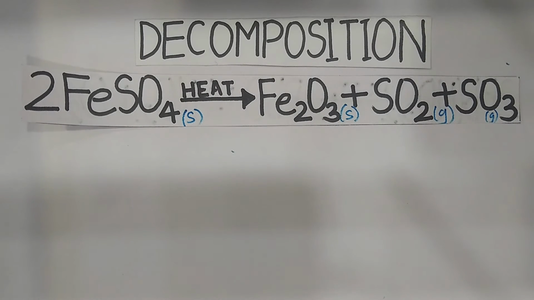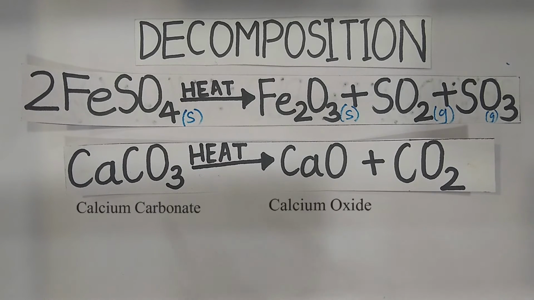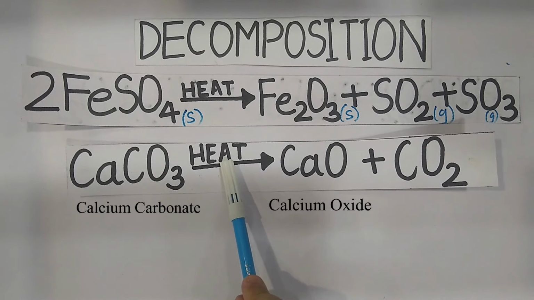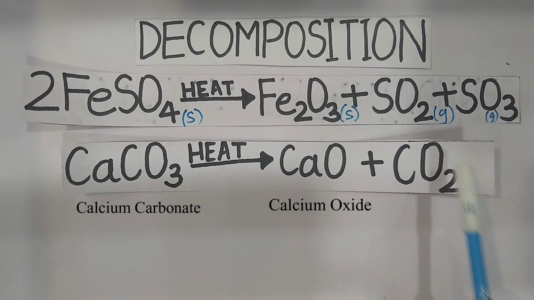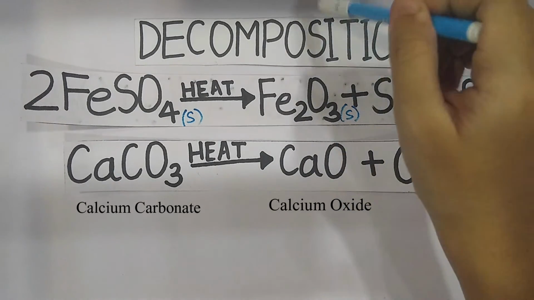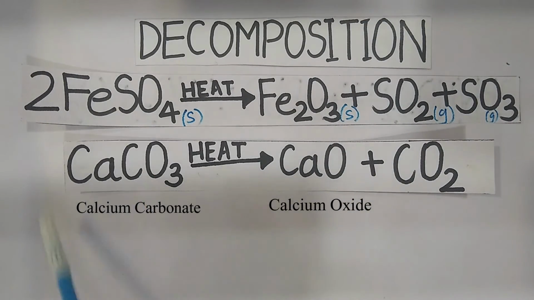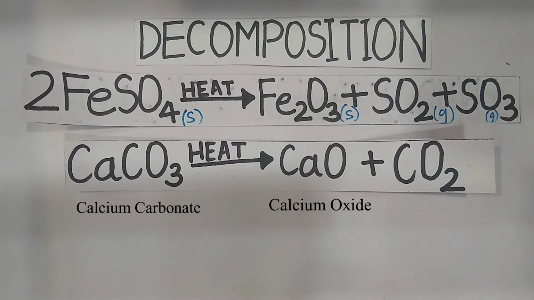So we have another example where simpler compounds are formed from a huge compound on the reactant side. So what is there on the reactant side? CaCO3, which is calcium carbonate. That is being heated up to give us CaO, calcium oxide, plus CO2, which is carbon dioxide. So that was also one of the examples for decomposition, where a big compound requires heat to break down into smaller compounds.